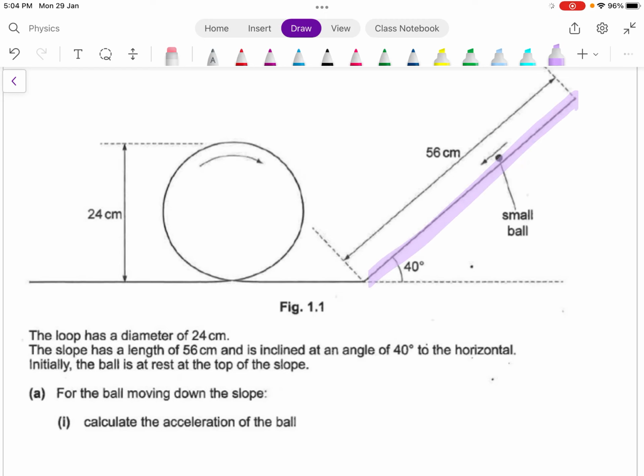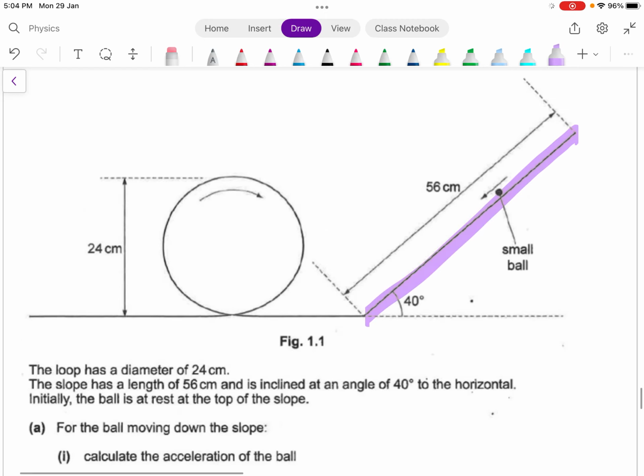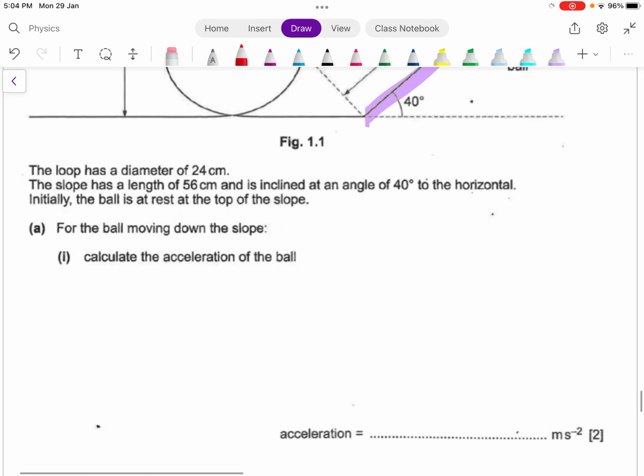Here 56, and it is inclined at 40 degrees. Initially the ball is at rest, meaning that the speed is 0 at the top. For part A, for the ball moving down the slope, calculate the acceleration of the ball. This one is 2 marks.